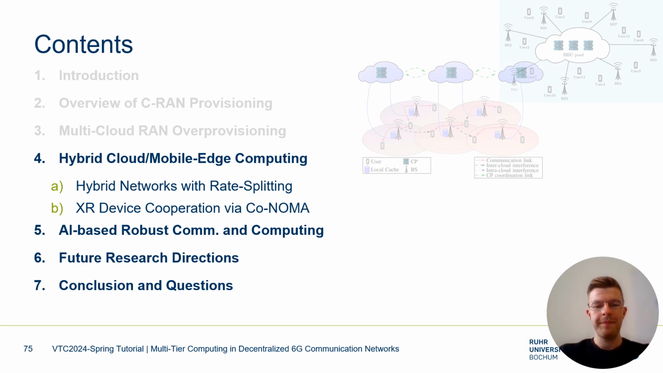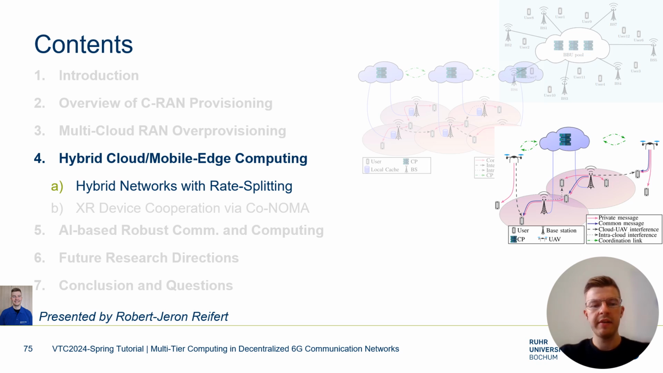So back to my part. We have previously talked about the overview of CRAN, then went into the multi-cloud RAN. And previously my colleague talked about the hybrid cloud mobile edge computing framework in a general perspective. And now we take one step further and consider the hybrid networks with rate splitting, as we can see on the right-hand figure.